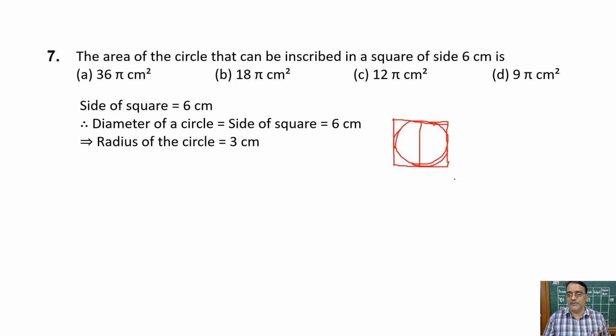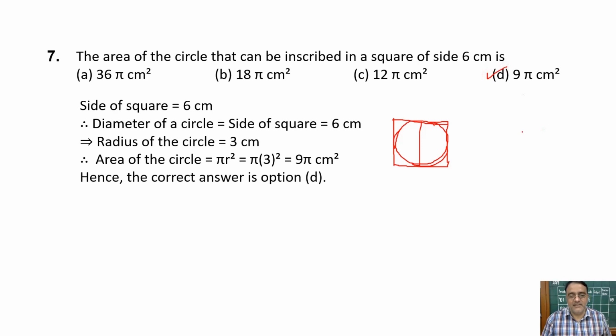We know the area formula, pi r square. So pi into 3 square, it will be 9 pi. So which option is the correct one? Option D, right. Now we are moving toward question number 8.